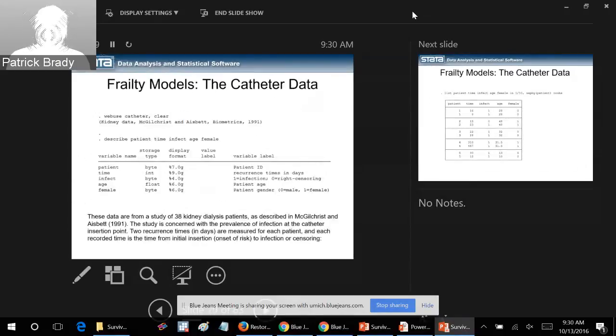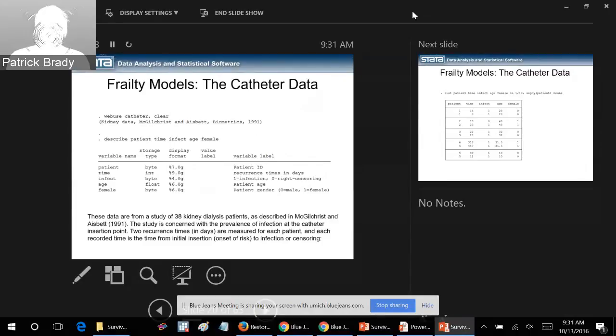What these are for is what happens if I have clustered data. This is the data set we're going to be looking at. It's another famous one called the catheter data set. These data are from a study of 38 kidney dialysis patients as described in this paper. The study is concerned with the prevalence of infection at the catheter insertion point. 2 recurrence times in days are measured for each patient, and each recorded time is the time from the initial insertion. And they either get an infection or they're censored. So the outcome of interest is whether they got an infection or not.